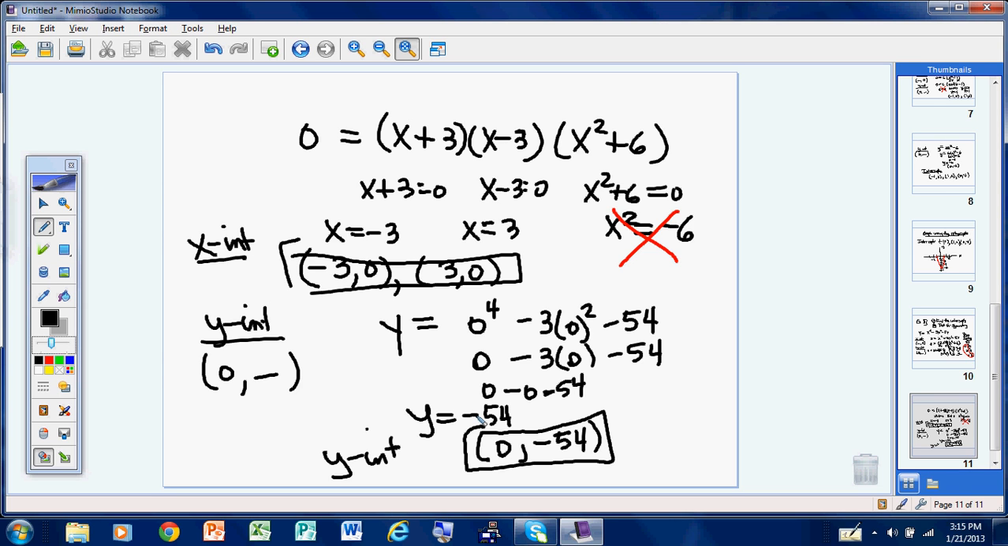The next thing that they want us to do is test for symmetry. So what we could do to test for symmetry is actually plot these intercepts, and that will help us out with the look of this problem. So let's go to the next page and do that.